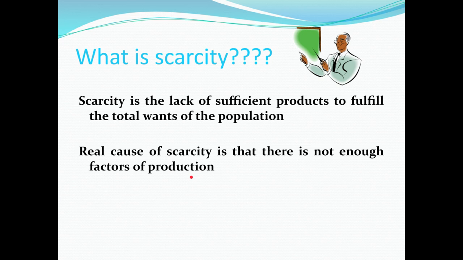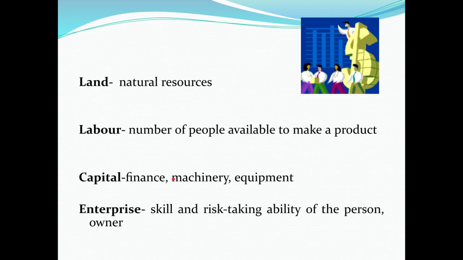So you are now having a lot of these new words with you. So we have needs, we have wants, we have scarcity. Now we have the factors of production. Again, we define scarcity as the lack of sufficient products to fulfill the total wants of the population. But the real cause of scarcity is not enough factors of production.